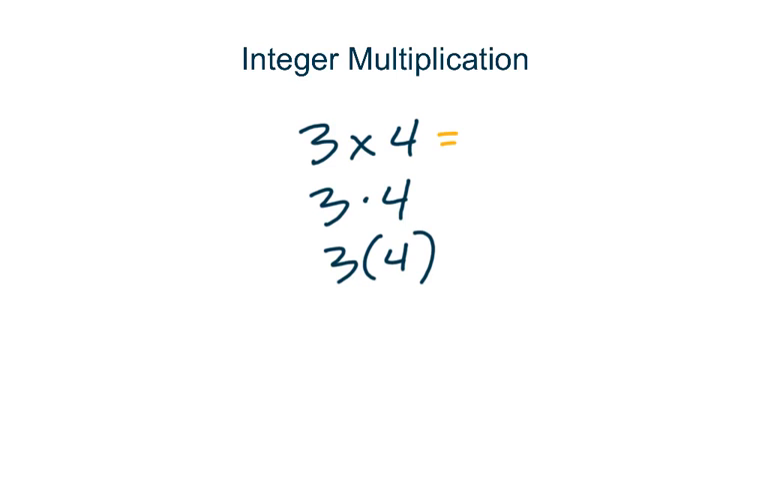Now let's look at this first one. We know that 3 groups of 4 is 12, and a positive times a positive will always give us a positive number. So these are all going to be 12. Positive times a positive gives us positive.